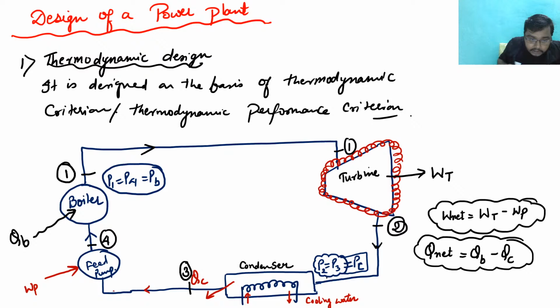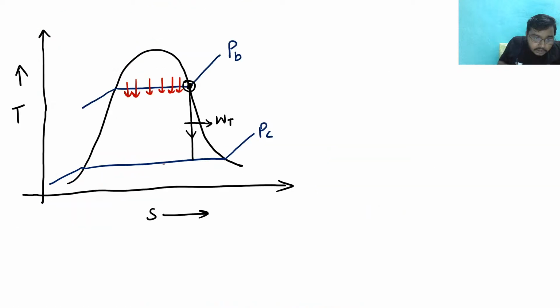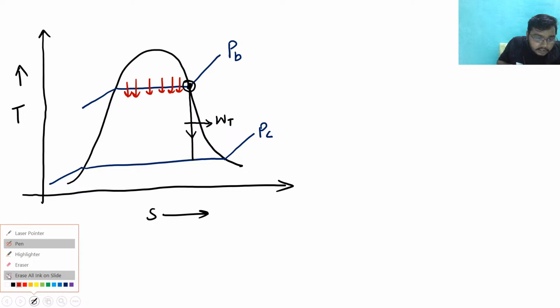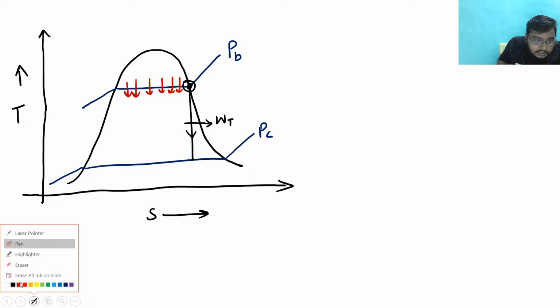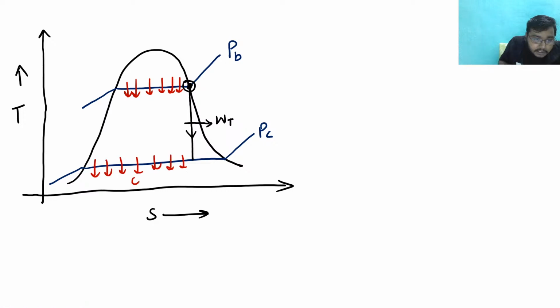So this water will go to the condenser, and hence you can see that there is a rejection of heat, that is QC. Let us assume that is QC. Now see, this was state 1, this was state 2, this will be state 3.